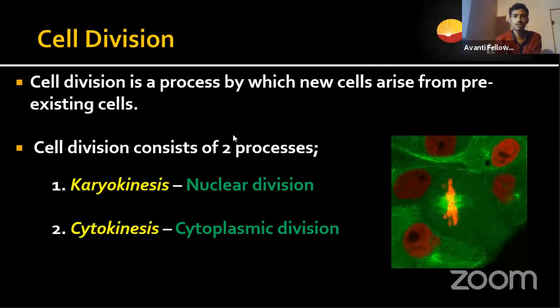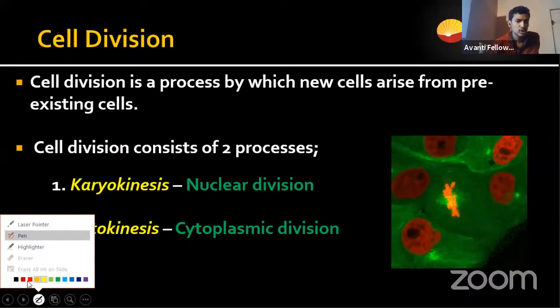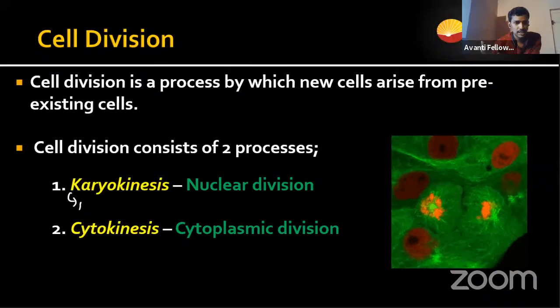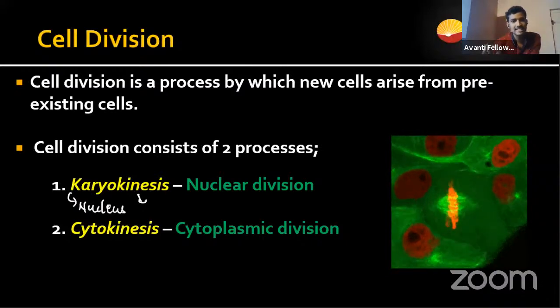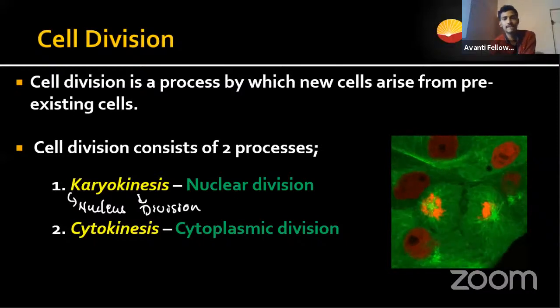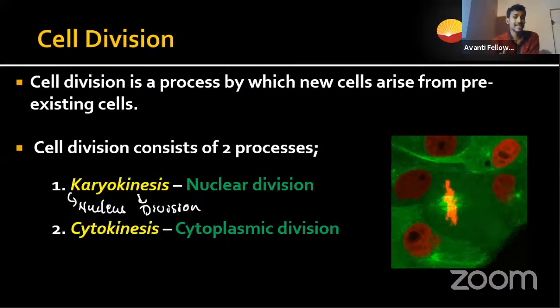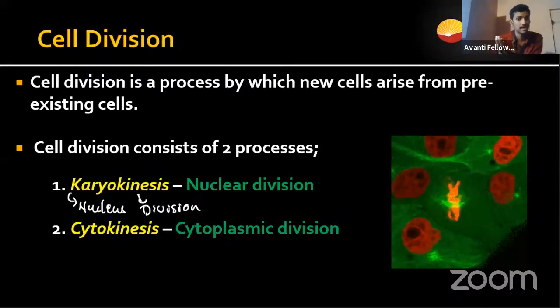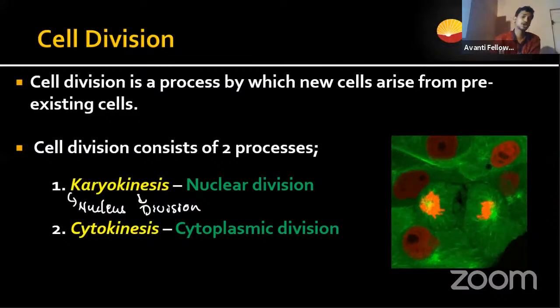Probably you already know about karyokinesis and cytokinesis, right? We already discussed these things. Simple. Karyo means nucleus, and kinesis means a kind of division. That's what we call nuclear division, the division of the nucleus. Cyto means cytoplasm, and cytokinesis means division of the cytoplasm.